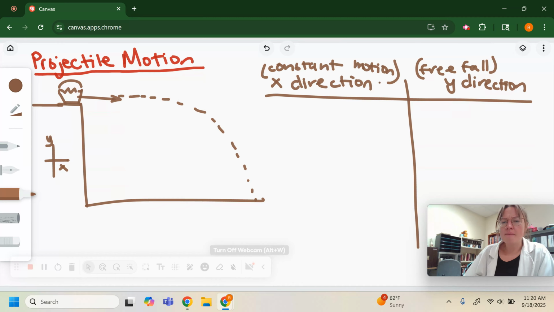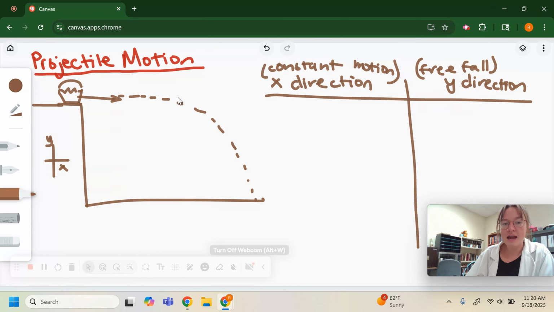It's a combination of constant motion in the x direction and free fall in the y direction that always creates this nice and beautiful parabolic arc. It's falling, but it's also moving forward as it falls. And it's getting faster and faster and faster in the y direction as it falls. So it starts out nice and flat here because it's not moving that fast in the y direction. So it starts out as a line.